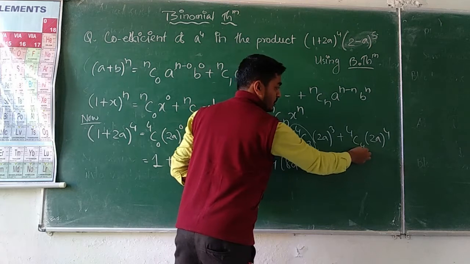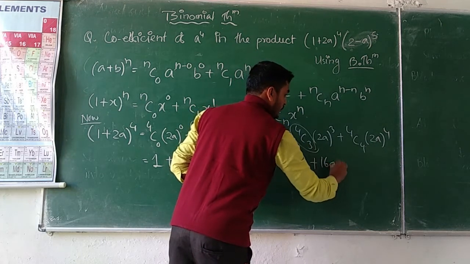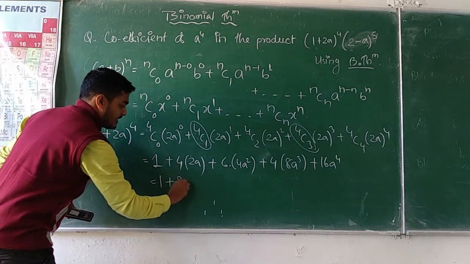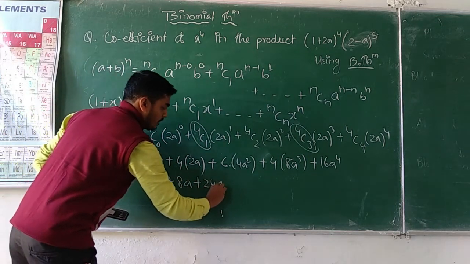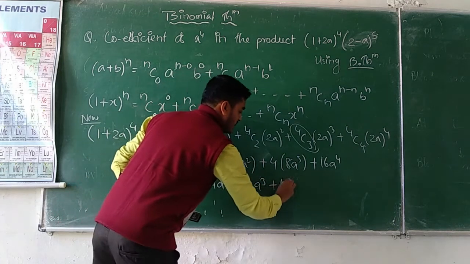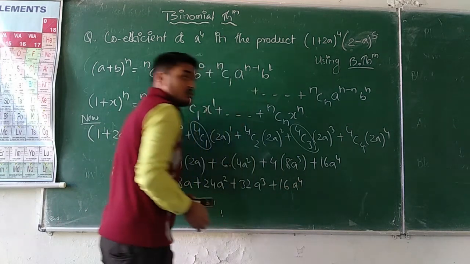Plus 4C4 is equal to 1, it will be 16a to the power 4. That means we have got that the expansion will be 8a plus 24a square plus 32a cube plus 16a to the power 4. You have to find out yourself actually.